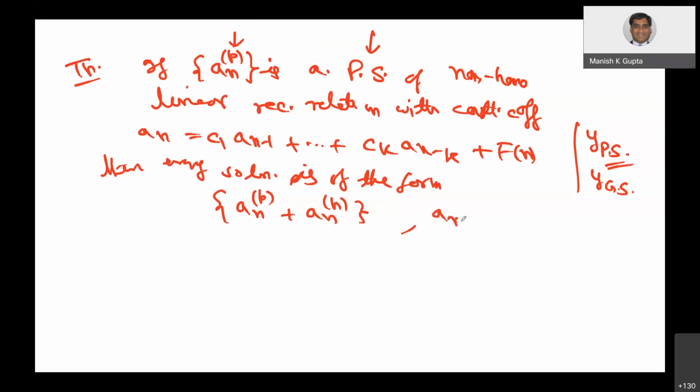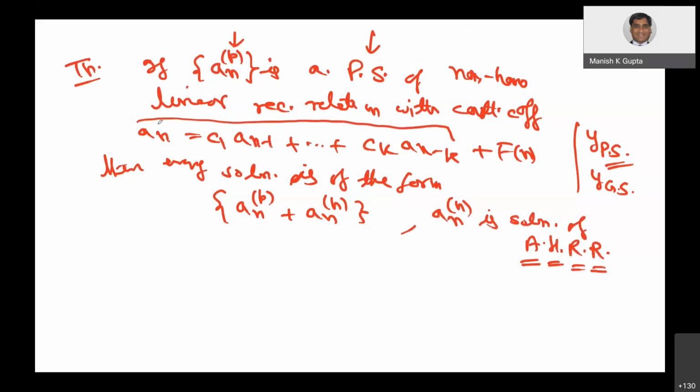Okay, where a_n^(h) is a solution of the associated homogeneous recurrence relation, right? That means we are looking at only this portion. If we focus on this portion and solve, whatever solution comes is a_n^(h), a general solution. So a particular solution of the whole non-homogeneous equation is a_n^(p), and every solution is of this form. That's what we want to prove.